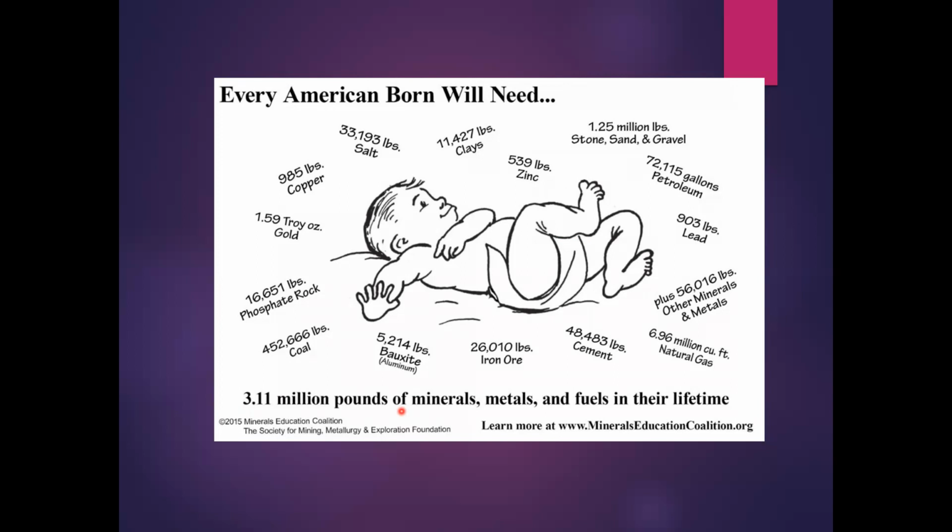And all these things are provided from where? From your earth, from natural resources. So you see salt, copper, gold, phosphate, coal, bauxite, iron, cement, natural gas, lead, petroleum, zinc, clays, etc. All these things are provided by nature, and these are called natural resources. And whatever is made by using these resources by human beings will be called man-made resources.